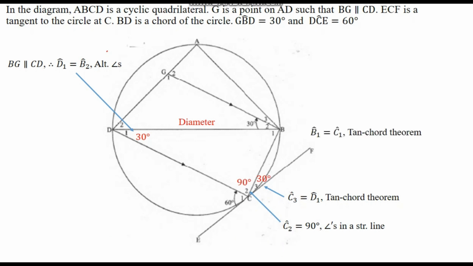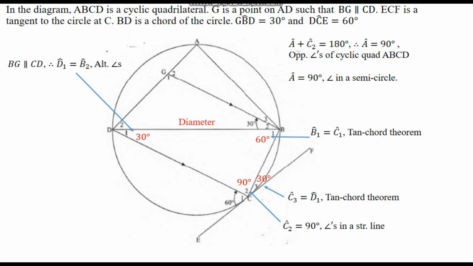Right, still looking at triangle BCD, you can see that you have three angles there. You have angle D1, you have angle C2. Now we are looking for the magnitude of angle B1. We can say angle B1 is equal to angle C1. Reason: you are applying the tan chord theorem because there is an angle subtended between the tangent and a chord. So the magnitude of angle B1 is 60 degrees.